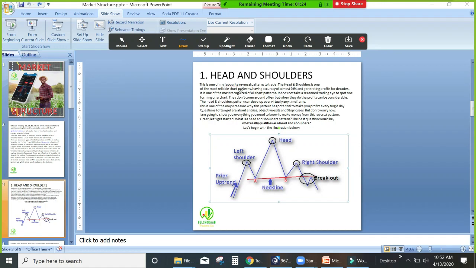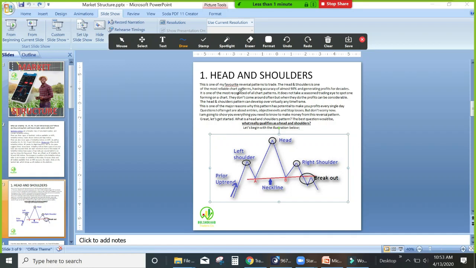Some questions I often get are about entries. When do you want to enter a trade? How do you want to place a trade? Objective exits. Sometimes when you do some trades that you are not really aware of how you did, you need objective exits and stop losses also. But don't worry now. I will show you most of the important ways that you can make entries on volatilities. I'm going to show you everything you need to know to make money from these reversal patterns. Let us get started. What is the head and shoulders pattern?